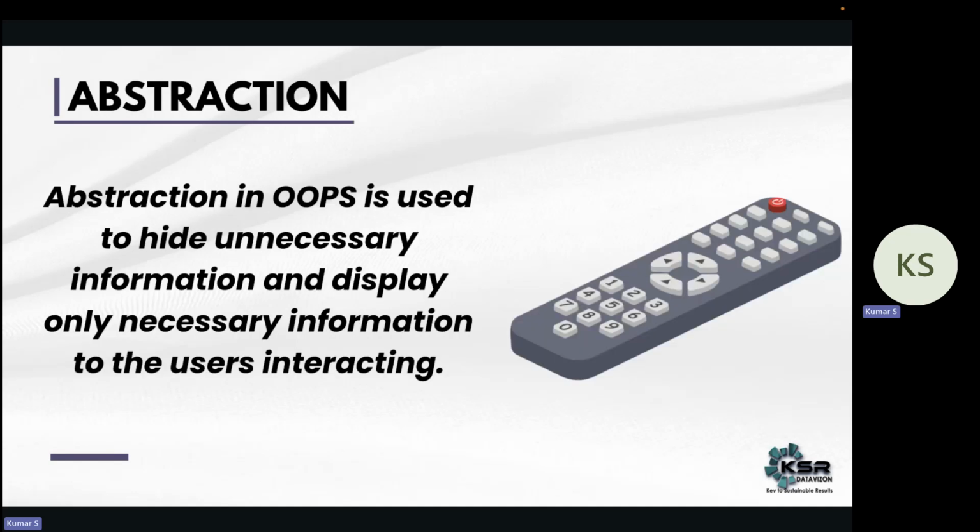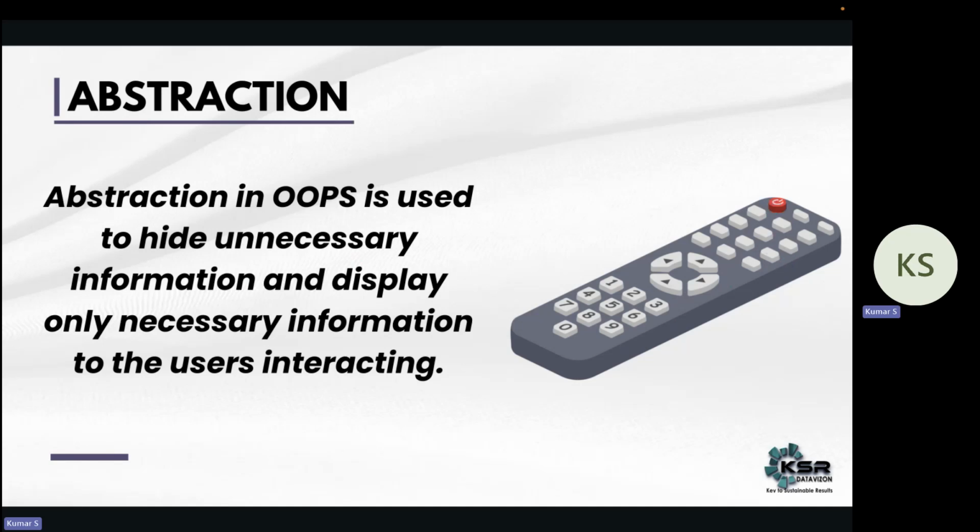Abstraction in OOPS is used to hide unnecessary information and display only necessary information. For example, take this remote. You have a TV, you have a remote. By seeing the remote, you can tell that this is the power button. These are the number buttons that can be used to change channel numbers. These are menu option buttons. Somewhere here there might be volume up down buttons. So from the remote, by seeing buttons, you can tell what functionality it does, what this button does, but you don't know how it does.